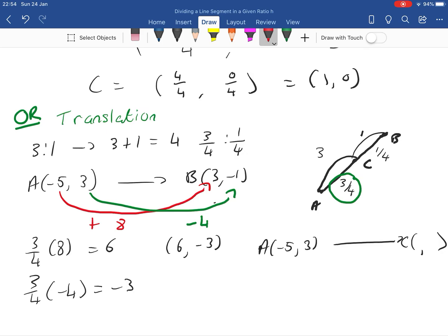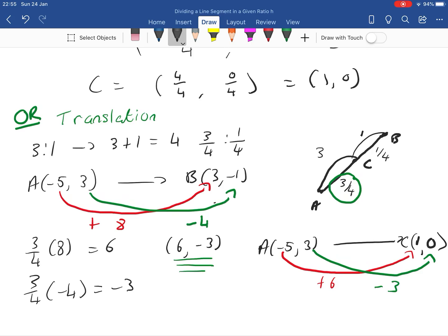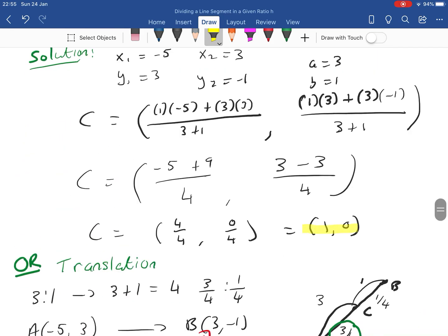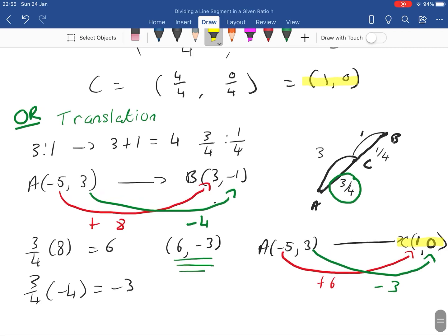So to go from minus 5 to the new x value, I have to plus 6, and minus 5 plus 6 is 1. From 3 to the new y value, we're going to go minus 3, following this translation here. 3 take 3 is 0. And you can see here we get the same answer. The point C we get to be (1, 0), and we also found it to be (1, 0) up here as well. Most of you probably go the first way because of the formula, but the second way is good because it gives you more of an understanding of what is happening with ratios.